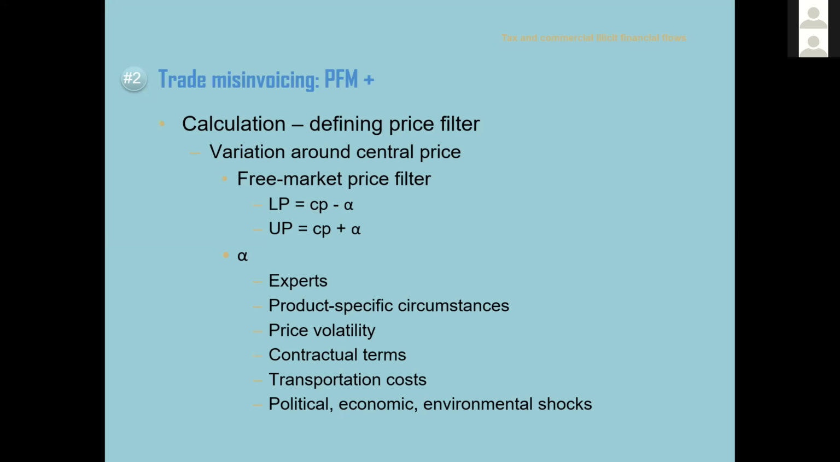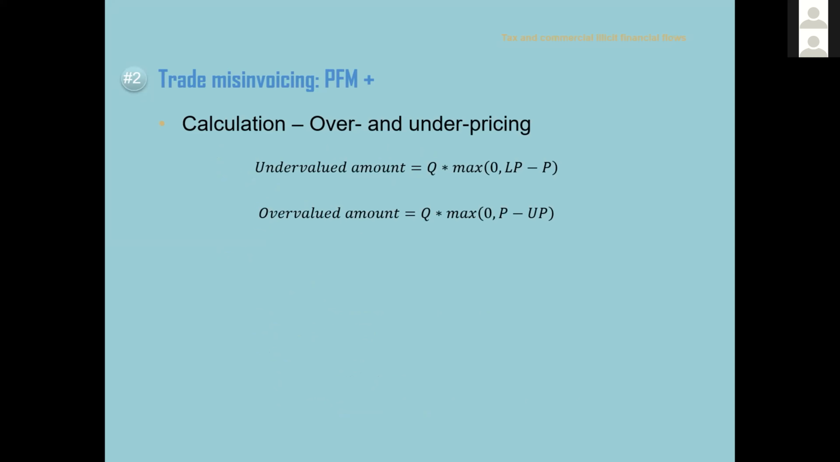And again, as before, any prices falling within this range, so between the lower bound price and the upper bound price, are considered normal prices. Anything falling outside of this range is considered an abnormal price. And this brings us to the calculation of the over and under pricing.